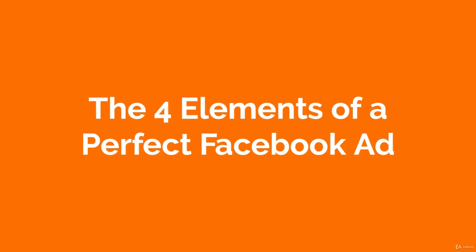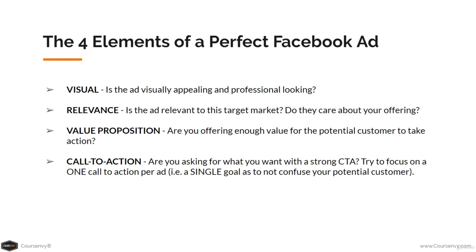The 4 elements of a perfect Facebook ad: visual, relevance, value proposition, and call to action. For visual, is the ad visually appealing and professional looking? You always want to use high-def photos and high-def videos.